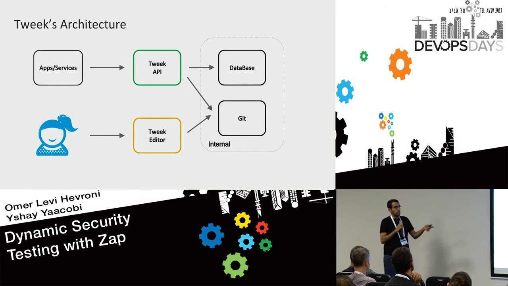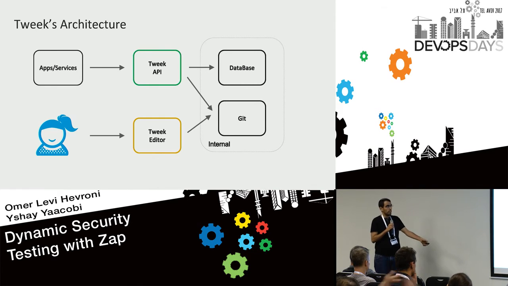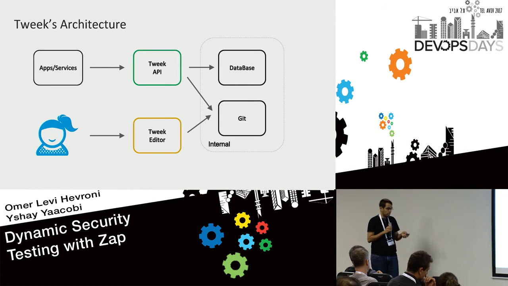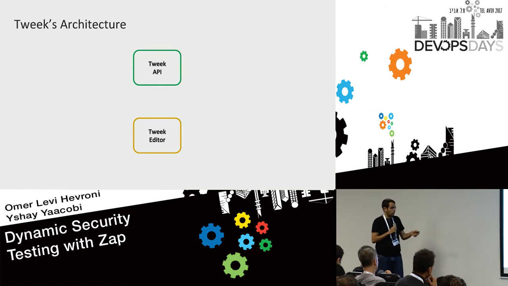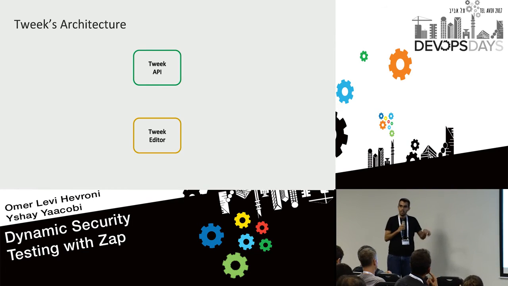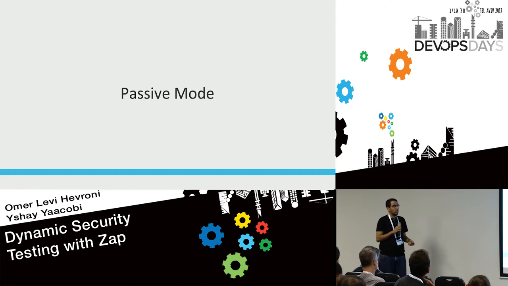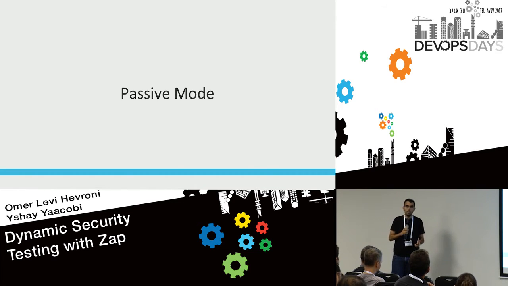So this is a high-level overview of Tweek architecture. Ishai already showed parts of the editor, but Tweek also has an API that applications or services can use to query and get the relevant value for a feature. And it has some internal things like database and Git and other microservices. Today we are going to focus on the API and the editor, hack them, and then protect them in the CI. So now let's actually start, and we're going to start with the passive mode.